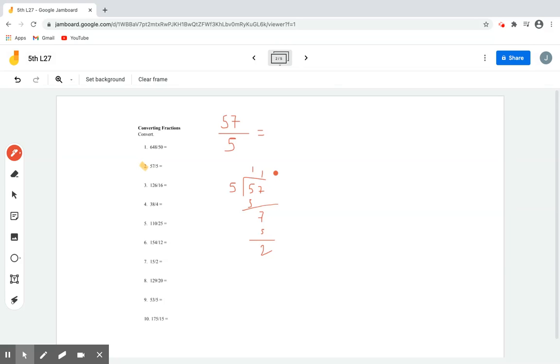So 5 goes into 57 11 times, because 11 times 5 is 55. So we're going to write 11 here, and then the denominator stays the same. So 11 times 5 is 55. So 57 minus 55 is 2, right? So we have 2 left. So we're going to write 2 here for the numerator. Alright, so the final answer will be 11 and 2 over 5.